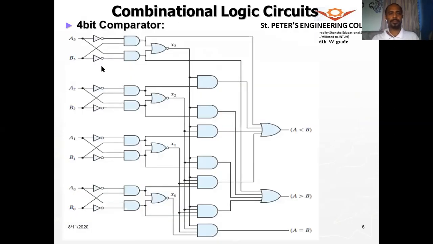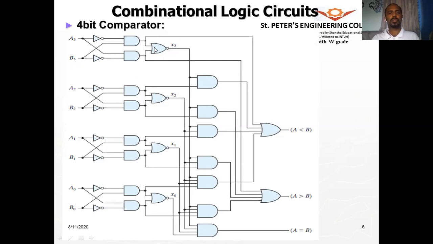Now here is A, and from the terms we have seen, this is A3, B3. A3 is given to a NOT gate here, and B3 is also given to another NOT gate here. What is the input for this AND gate? A3 complement and B3 is the input of this. Next, this is A3 and B3 complement. Okay, it comes to this NOR gate.